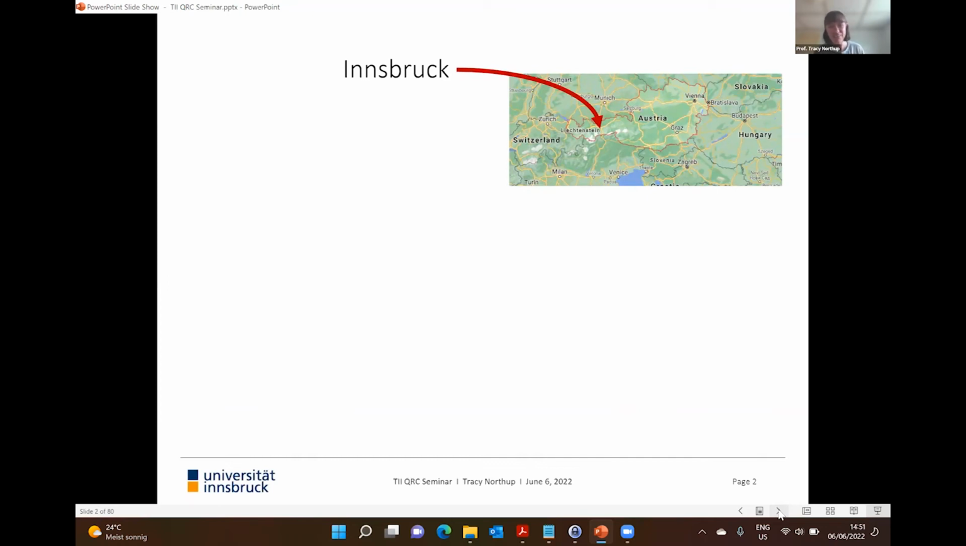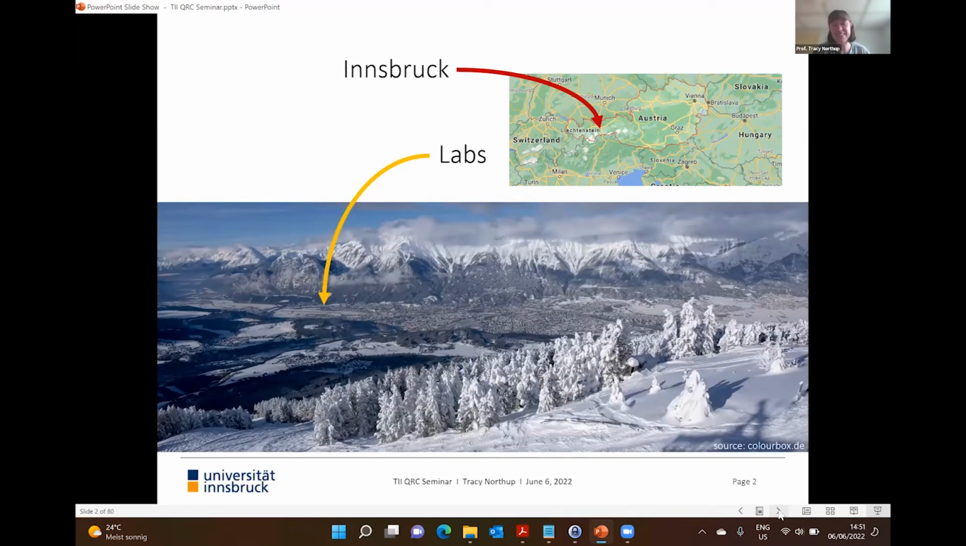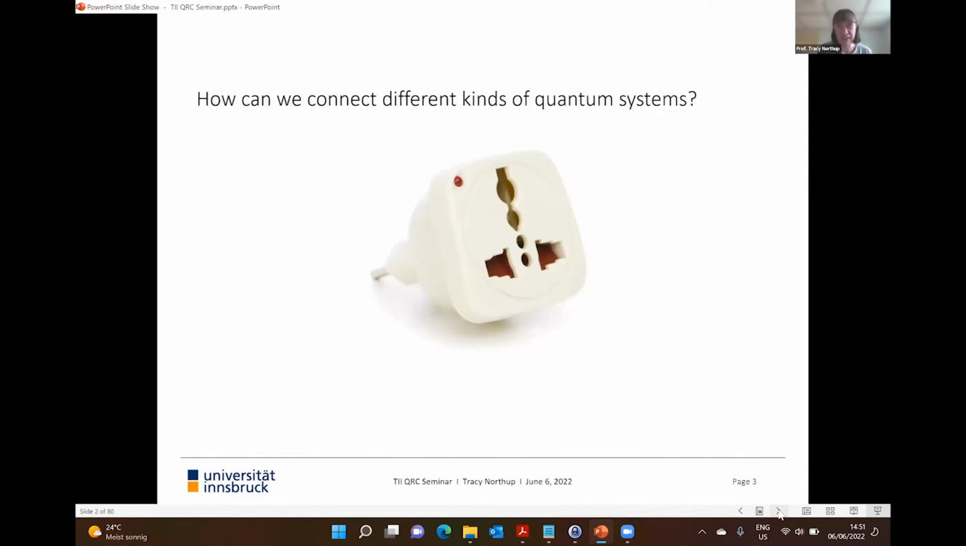Innsbruck is the largest city in the Alps, in a north-south valley here. It's not snowy right now, but in the winter, this is what it looks like. We're between these two mountain ranges. It's a beautiful place to do quantum physics, so I also encourage you to think about visiting sometime.